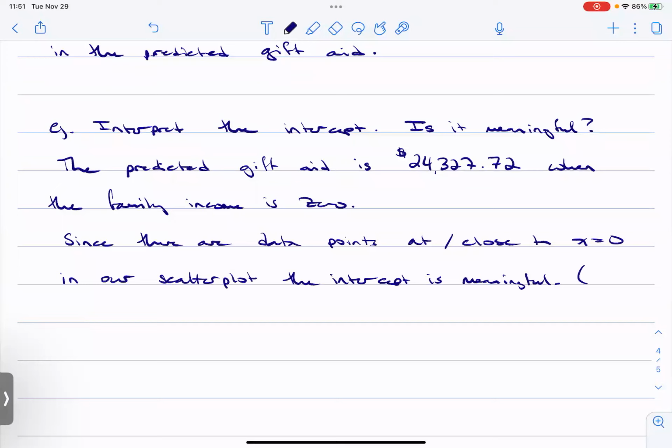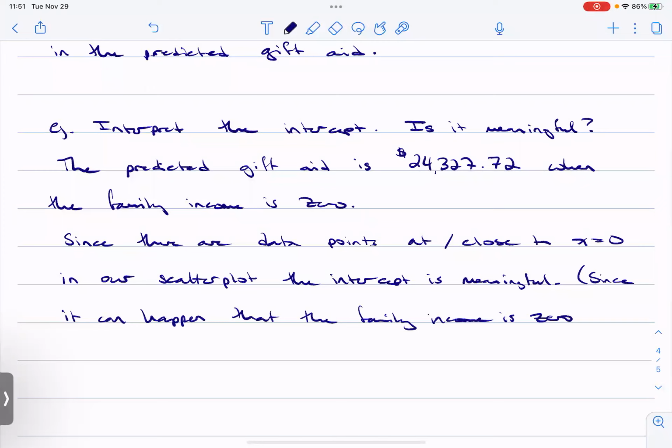And I'll kind of boost that with, since it can happen that the family income is 0. Right, so if you talked about the family income being 0, does that make sense? Does that not make sense? Right, then you're good. There's no wrong answer there.